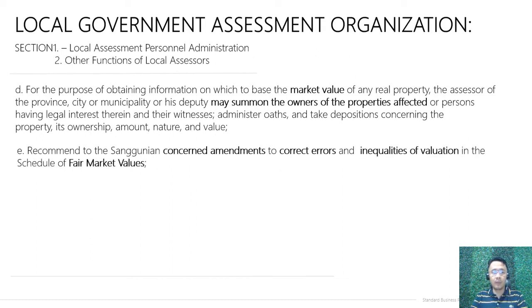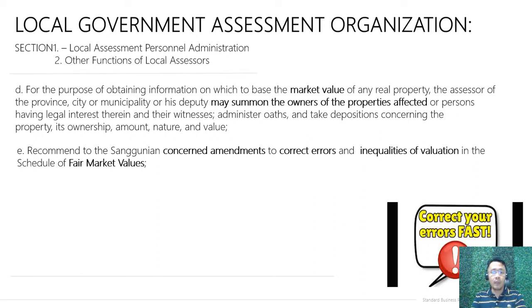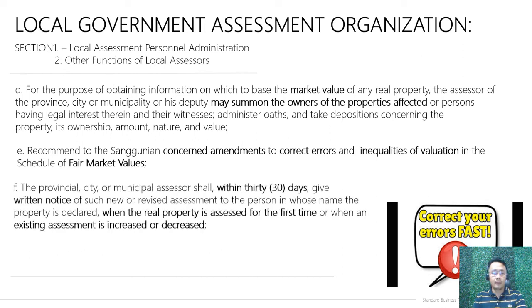And also to recommend to the Sanggunian concerned amendments to correct errors and inequalities of valuation in the schedule of fair market values. And also the provincial, the city or municipal assessor shall within 30 days give a written notice of such new or revised assessment to the person in whose name the property is declared when the real property is assessed for the first time or when an existing assessment is increased or decreased.